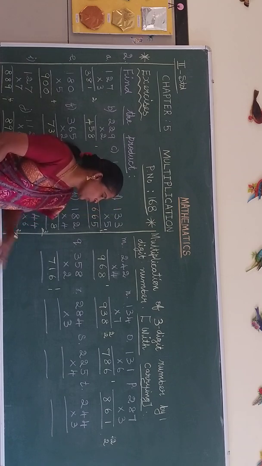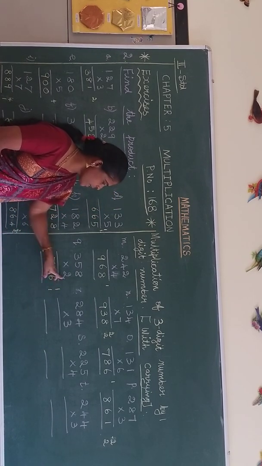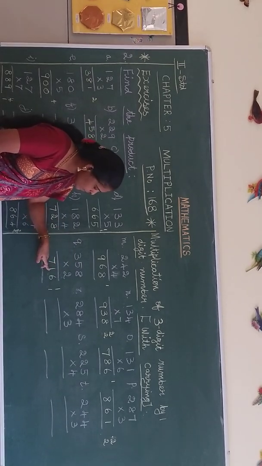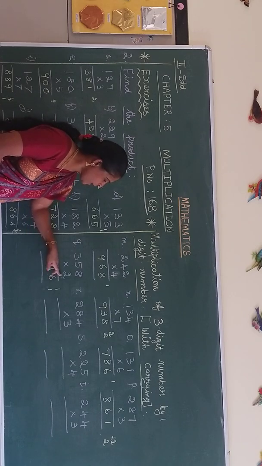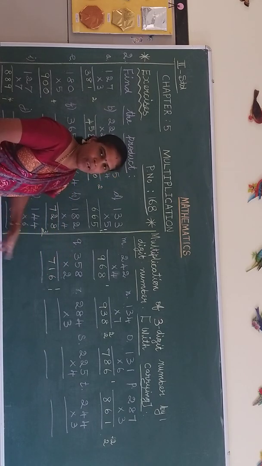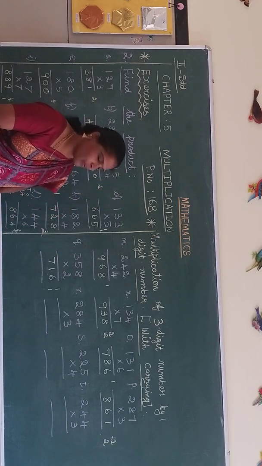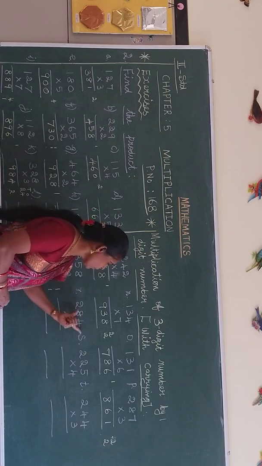358 multiplied by 2. 2 8s are 16. 6 and 1 in the side. 2 5s are 10. 10 plus 1, 11. 1 in the tens place, and again 1 for carry over, and 2 3s are 6. 6 plus 1, 7. 358 multiplied by 2 is equal to 716.